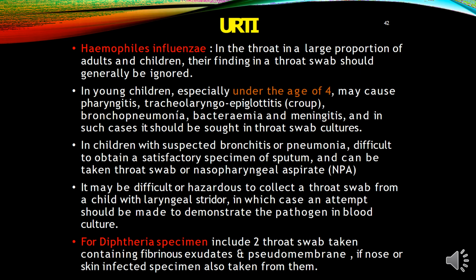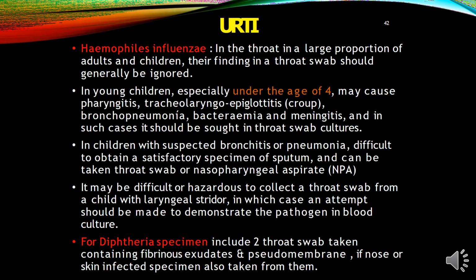Haemophilus influenzae is found in the throat of a large proportion of adults and children. This finding on a throat swab should generally be ignored. In young children, especially under the age of 4, it may cause pharyngitis, tracheolaryngobronchitis, that is croup, bronchopneumonia, bacteremia, and meningitis. In such cases, a throat swab culture should be done.